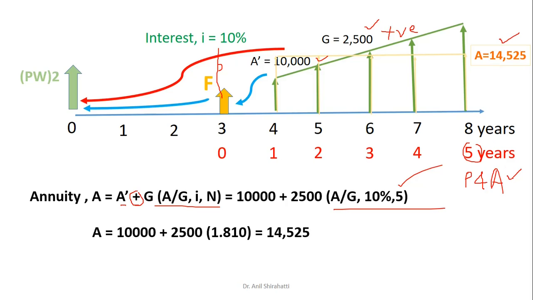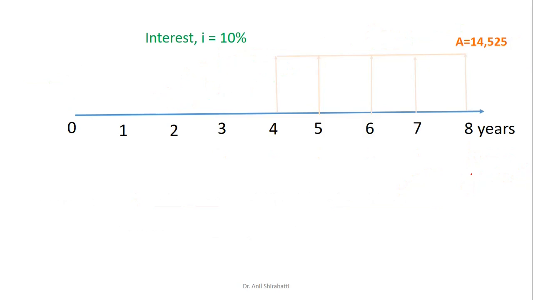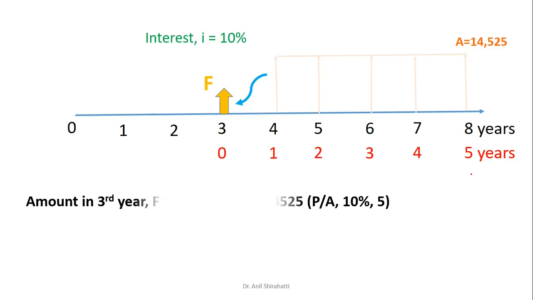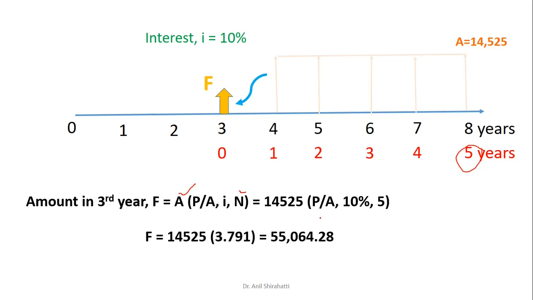Now we have a clear relationship. A is known to us and we have to find the value of P. So how to do that? I have to move this one to the third position. Now it is from 0 to 5, and the relationship is between P and A. So it is simply A into (P/A, i, N). What is the value of i? 10%. N is 5 years. If I substitute this, I will get a value of around 55,064.28.